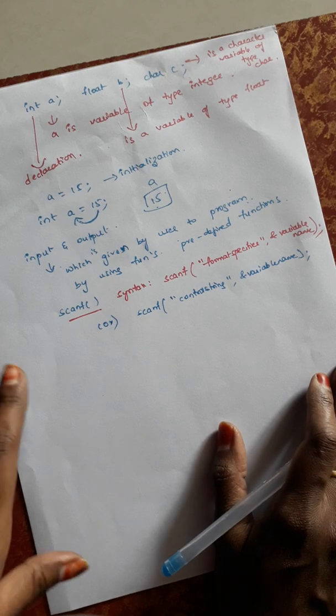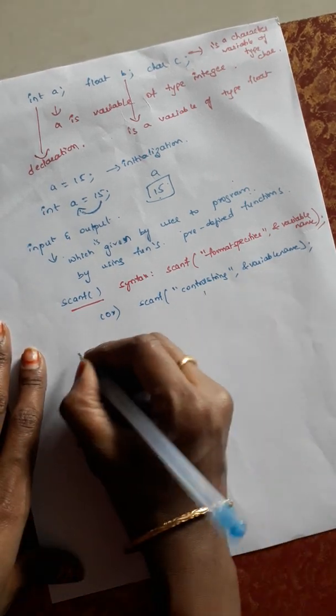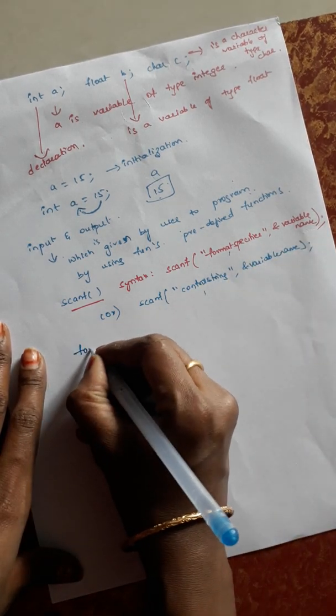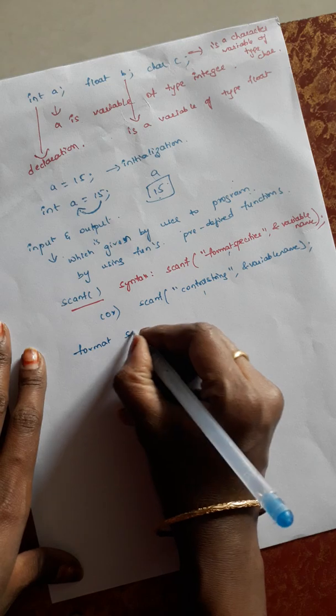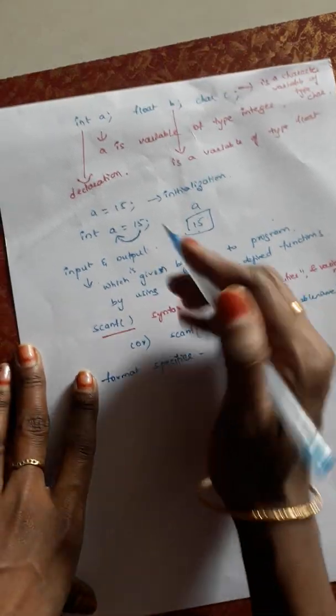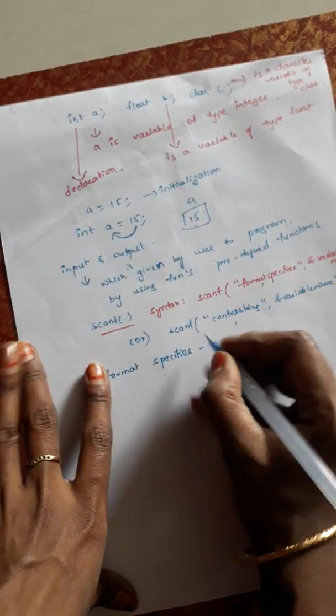This is the syntax. Here we have the control string or format specifier. So what does a format specifier mean? First we learn about the format specifier. Here we have different data types, and each type has its own format.